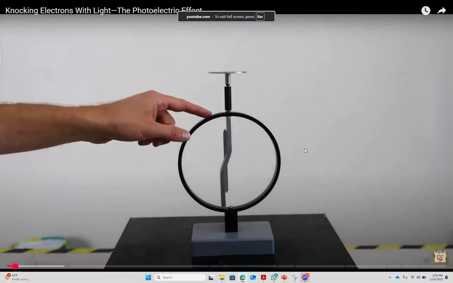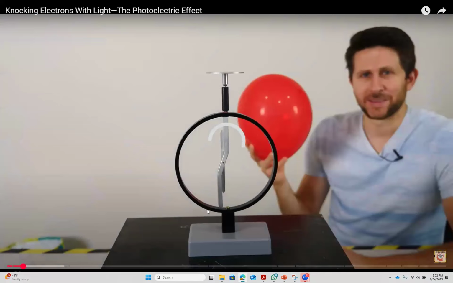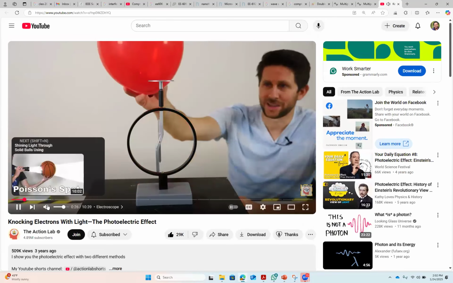So this guy. Today I'm going to be showing you that light is actually made out of small little particles. I'm going to be showing you the photoelectric effect. This device here is called an electroscope, and what it does is it measures the amount of maybe my hair, and they're stuck on the balloon now, so I can wipe them onto the plate.